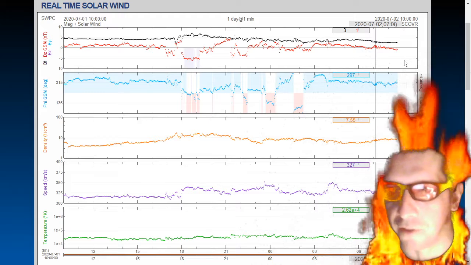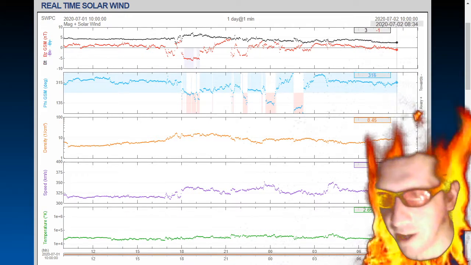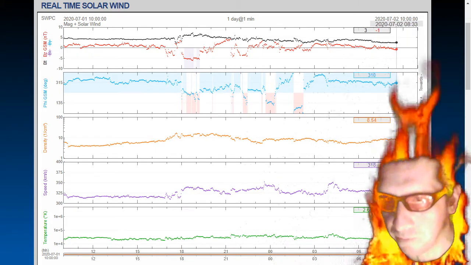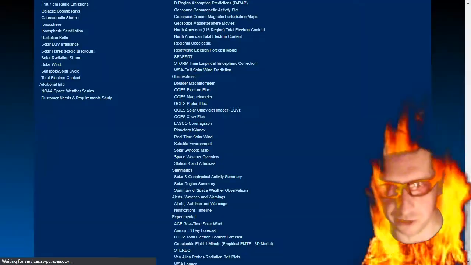Top two panes, nothing too interesting to talk about there. Solar wind density around 7.5, 8.5 protons per cubic centimeter. Solar wind speed quite low here. Background levels, to say the least, 318 kilometers a second.